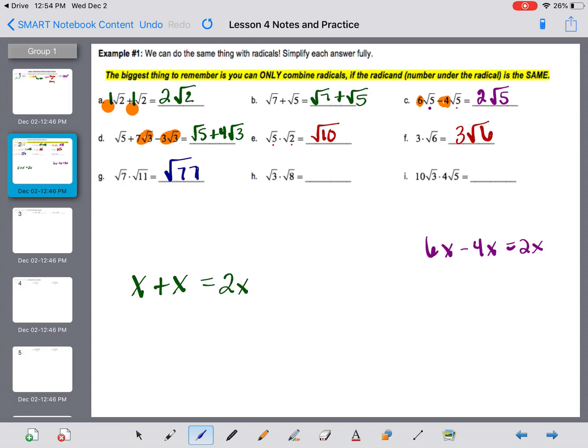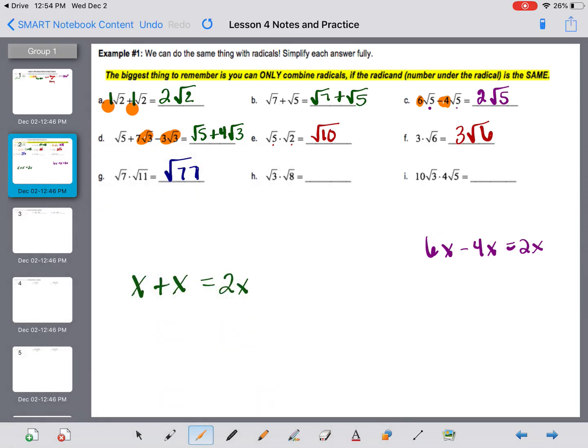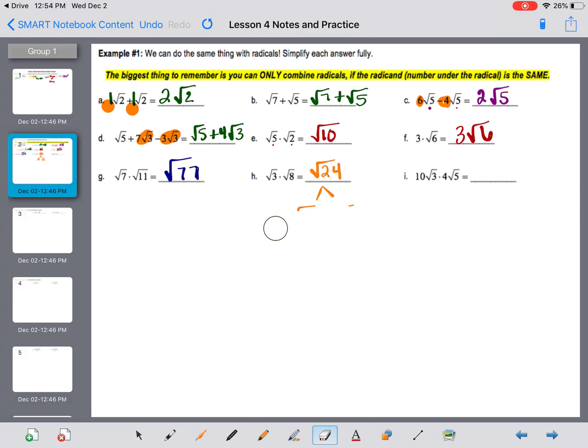If we take a look at H, again, they're both underneath a radical. We can multiply them together. Radical 3 times radical 8 becomes radical 24. Here's the thing. Always look to see if you can simplify, and we can. The largest perfect square that can go into 24 is 4, and it can go in 6 times. And I'm not sure how your teacher writes it. This is how I write it, I'm sorry. So that becomes 4 times 6 underneath. 4 is a perfect square, so it's going to leave. The square root of 4 is 2. The 6 is not a perfect square, so it stays. So your final answer is actually 2 radical 6.